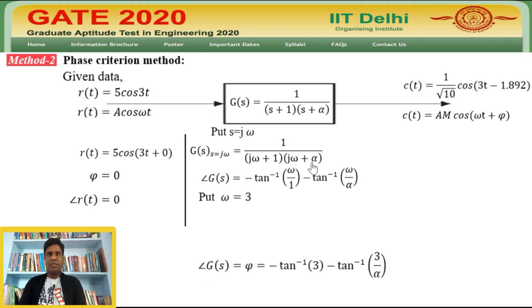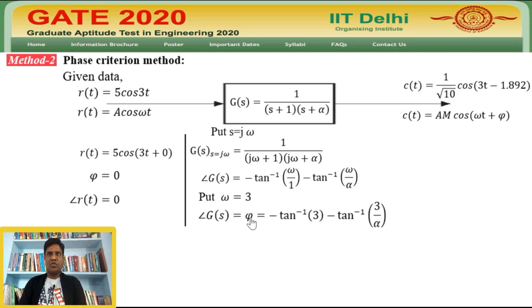Then the equation will be the angle of G of s equal to minus tan inverse of 3 minus tan inverse of 3 by alpha. Next, third one, at the output side, we can write the phasor expression for that output term. From this observation of the output expression with the cosine term, we can write the phasor output is equal to minus 1.892. Finally, the angle of C of t equal to minus 1.892.